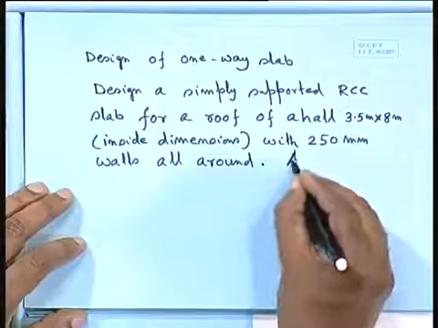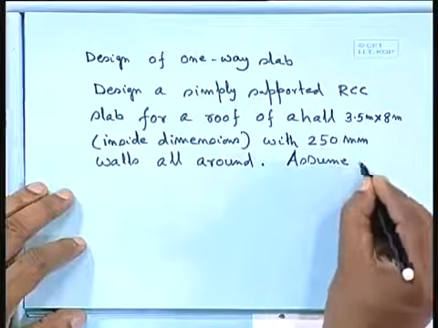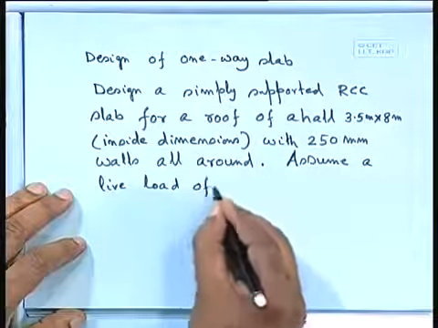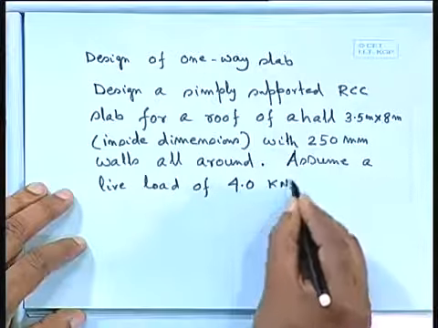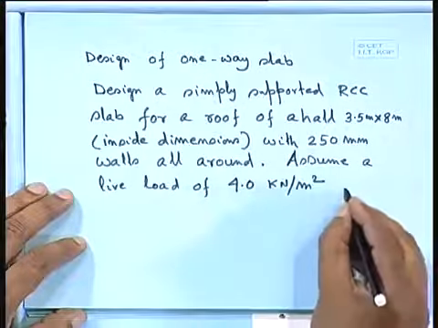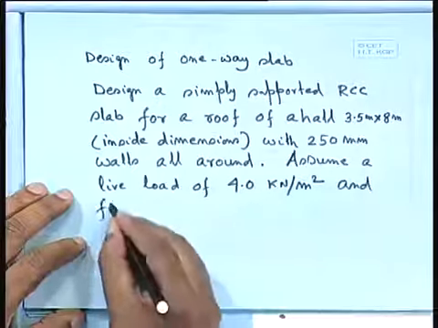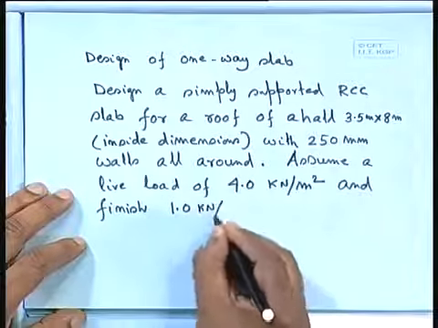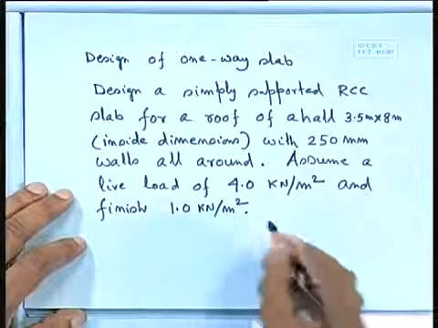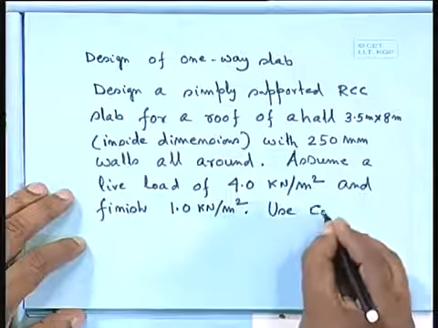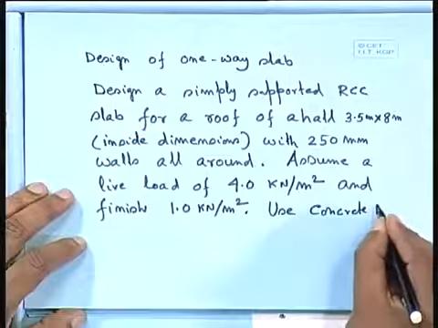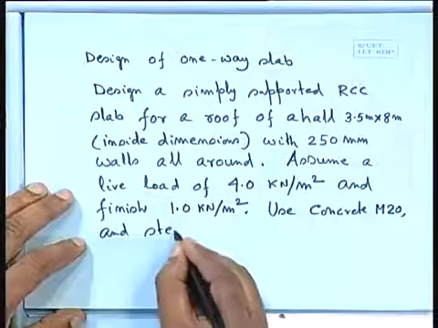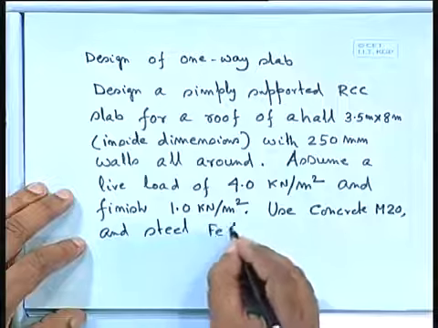Let us assume a live load of 4 kilonewton per square meter and finish, because there is no partition, finish 1.0 kilonewton per square meter. Use concrete M20 and steel Fe415.